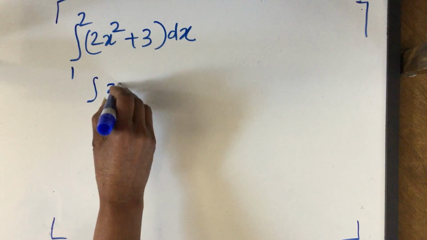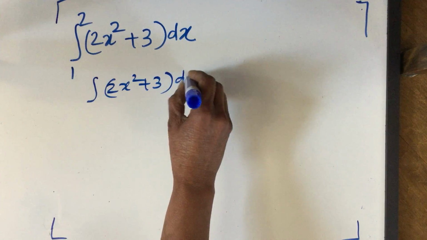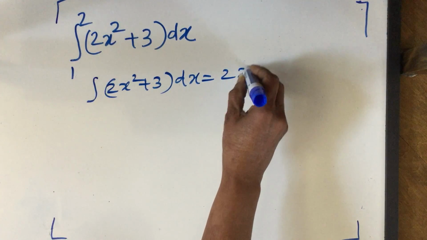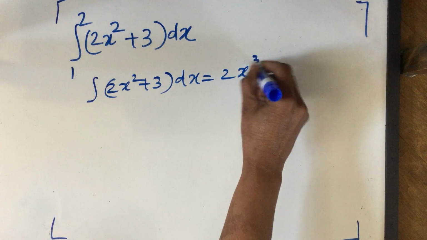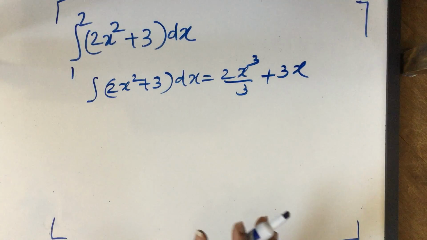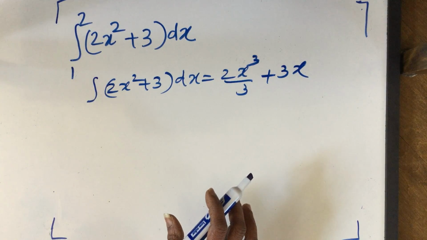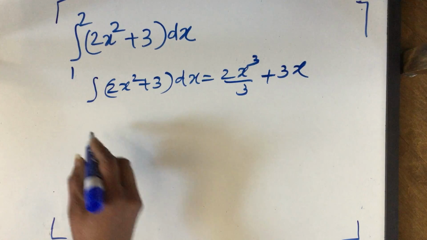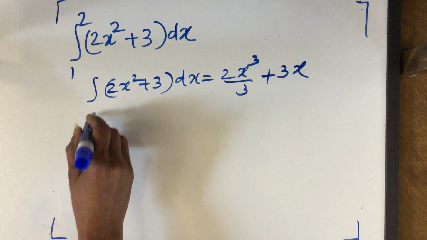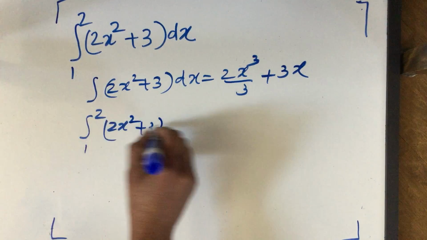So this is just 2x square plus 3 dx. So you do the normal integration, which is 2 times x to the power 2 plus 1, the power is 3, divided by 3, plus 3x. So we don't need to do anything, just a straightforward integration, which is the power rule. And now we are going to do the definite integral, which is 1 to 2 of 2x square plus 3 dx.